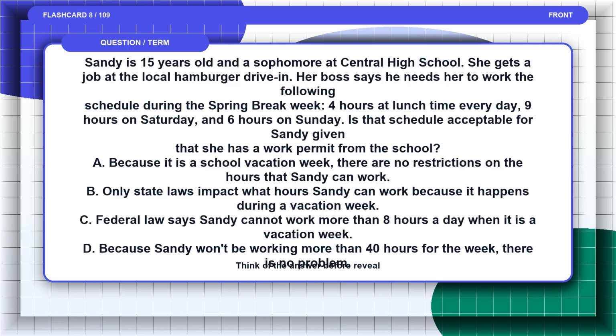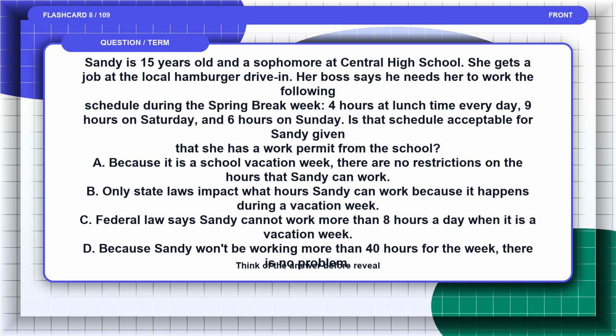Flashcard 8. Sandy is 15 years old and a sophomore at Central High School. She gets a job at the local hamburger drive-in. Her boss says he needs her to work the following schedule. During the spring break week, 4 hours at lunchtime every day, 9 hours on Saturday, and 6 hours on Sunday. Is that schedule acceptable for Sandy, given that she has a work permit from the school?